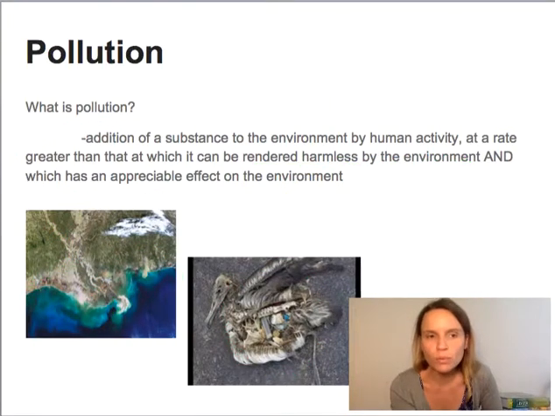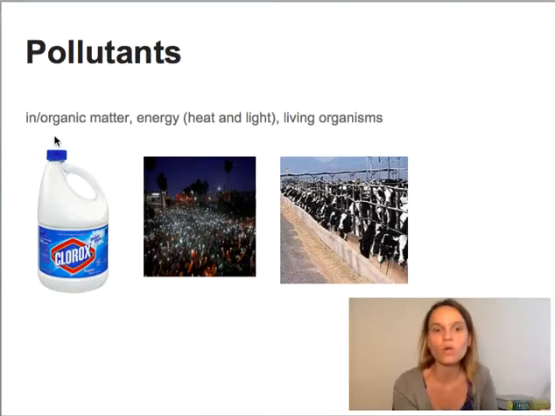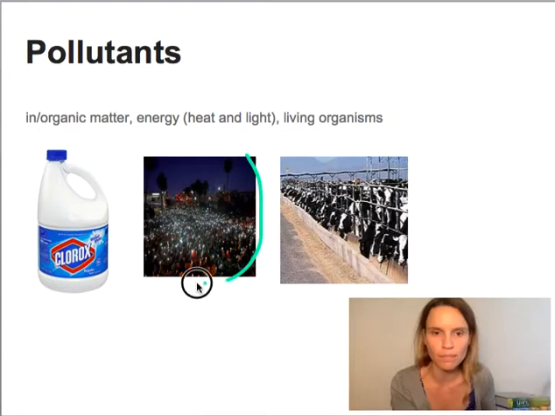So when we talk about pollution, pollutants, there are different substances that we can say do this, and they fall into a few categories. You can talk about organic or inorganic matter, so that's just substances that contain carbon and substances that don't. You can also talk about energy pollution, which is getting to be a bigger and bigger problem in the world, and that's heat and light pollution, and you can see an example of that in this picture right here.